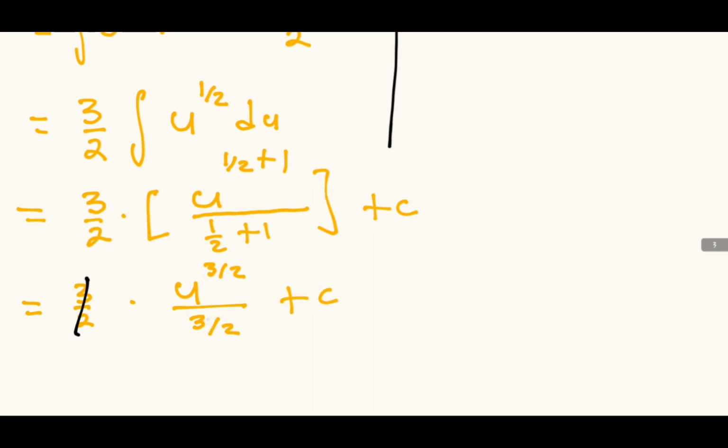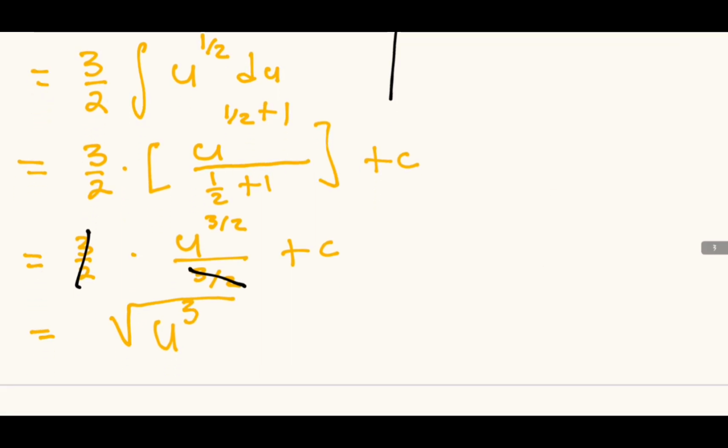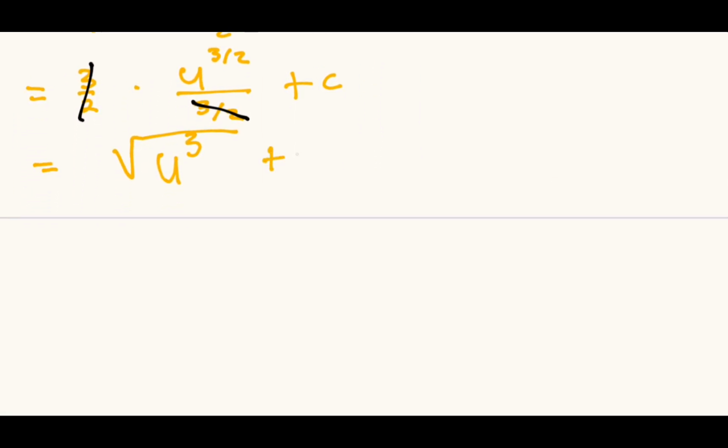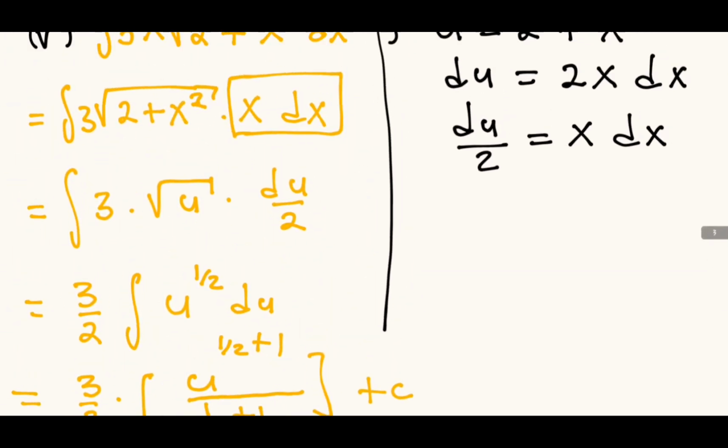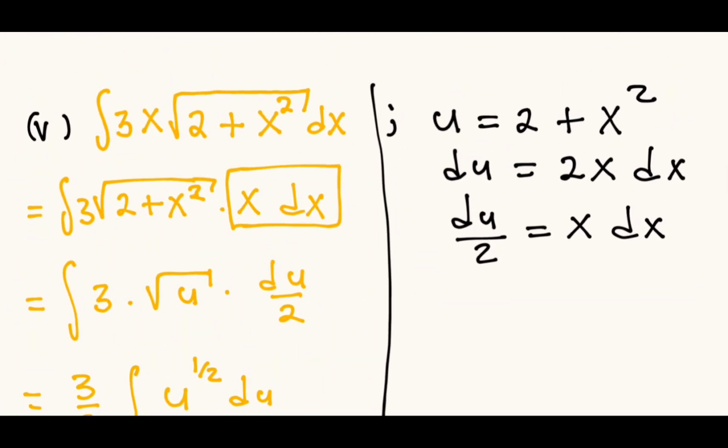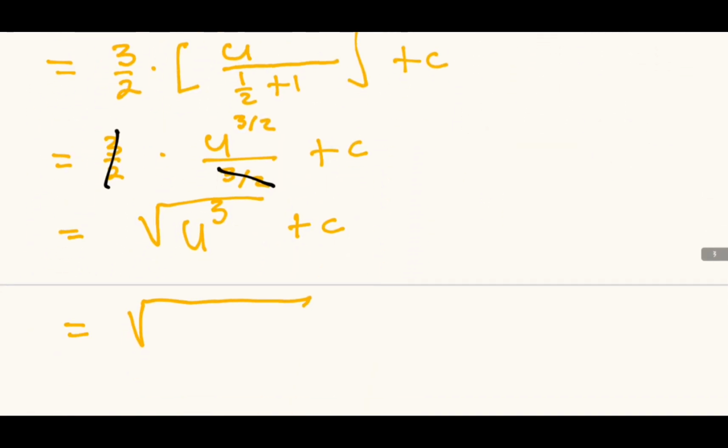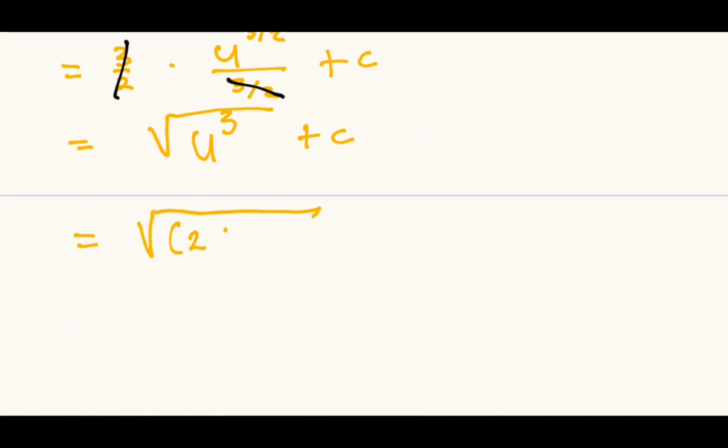3 over 2 will cancel out with that 3 over 2, and we'll be left with the square root of u to the power 3 plus c, and we substitute back 2 plus x squared in the place of u, raised to the power 3 plus c.